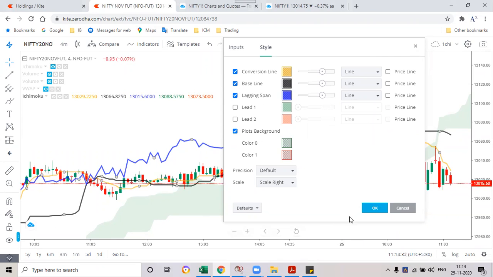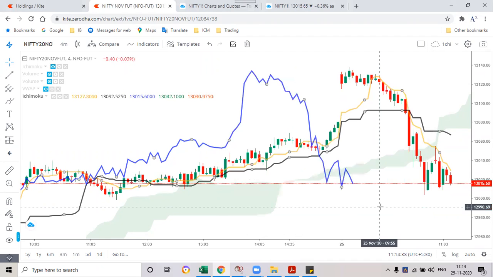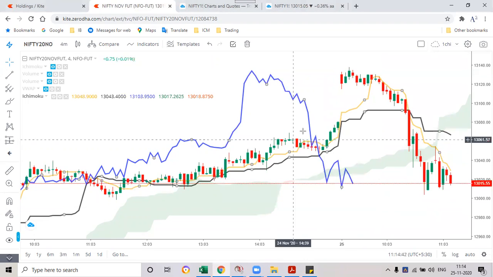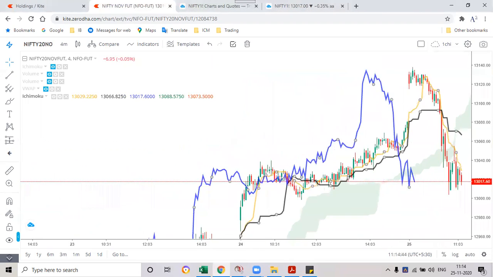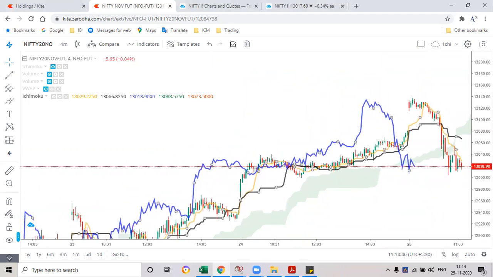And then these two I leave the setting like this. You can take a screenshot of it if required and click OK. Now you have the system ready here. Now this system, I'll give you a couple of rules which are written in the books also.